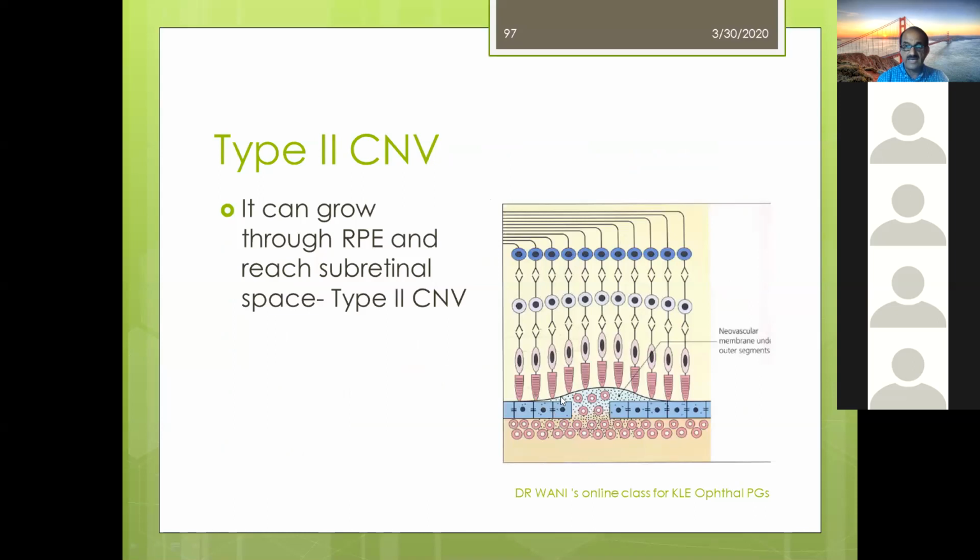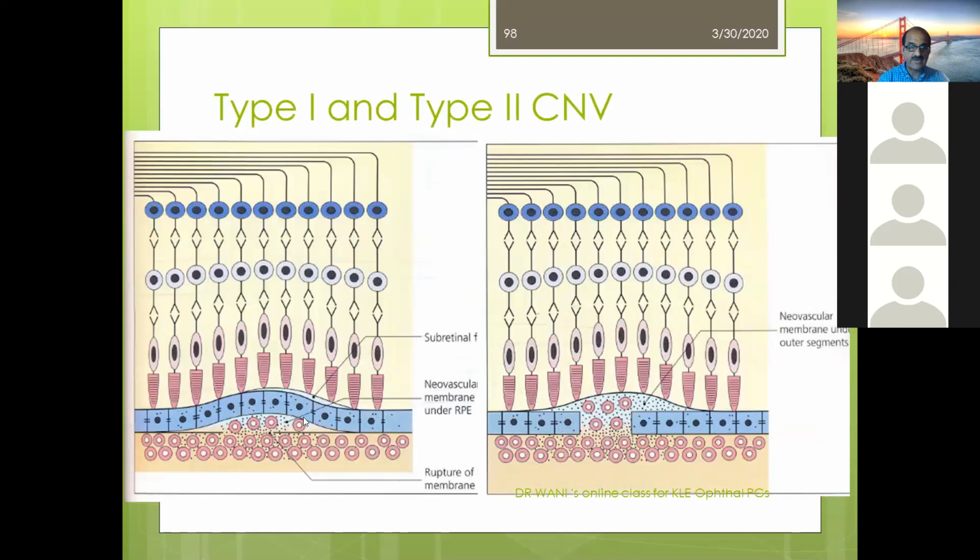So type 2 is when the choroidal vessels, the choriocapillaris vessels, go through the RPE and come under the sensory retina. These are the photoreceptors. So they occupy the space between the RPE and the photoreceptors. When they occupy this space, we can clinically see them as reddish branching vessels. Sometimes we may see a grayish red membrane. This is called type 2 CNV. So this is a type 1 CNV where it is below the RPE, and type 2 CNV when it has grown through the RPE into the subretinal space.